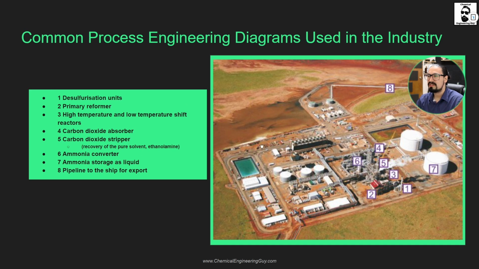Number one will be the sulfurization units, which are going to be removing the sulfur before our steam reforming units. Then we have the primary reformer, which is number 2. Then goes number 3, high temperature and low temperature shift reactors. As the name implies, we're going to be creating the syngas. Then we're going to be removing the carbon dioxide, and then we have the stripper, which is going to be recovering our solvent. Then we have the ammonia converter. You could say that this is the actual ammonia reactor. And then we have the liquefaction right here and storage. Finally, we have the pipeline if you're talking about distribution, but generally speaking, this will be the process.